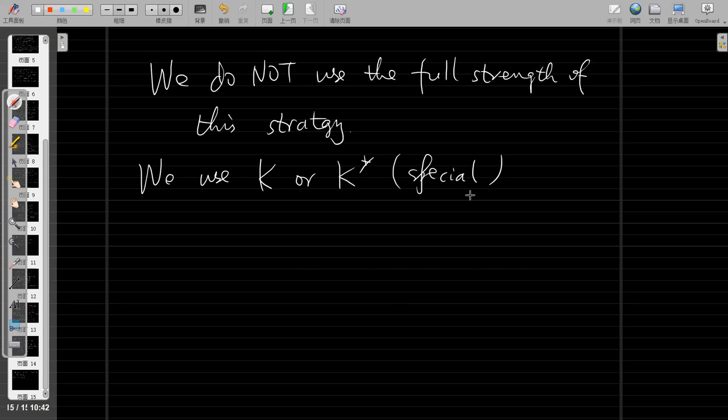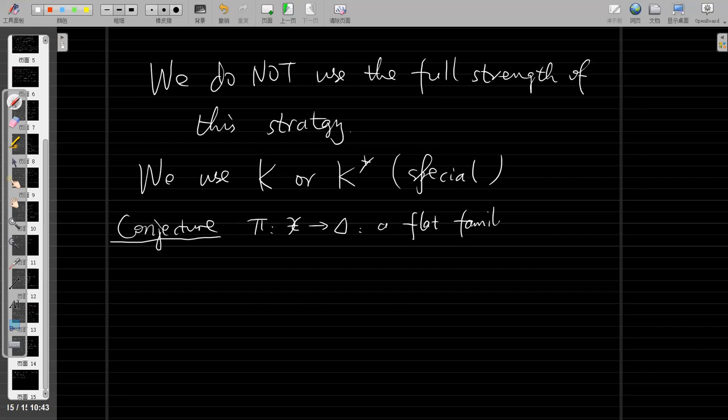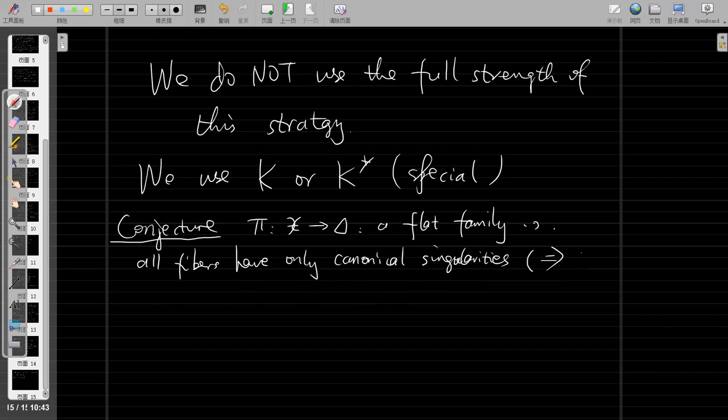But according to examples and counterexamples in our hands, we can actually give a more general conjecture. It's quite natural. We consider pi: X to delta, a flat family over the open disk in C, such that all fibers have at most canonical singularities. And just as I mentioned, if you assume that the fibers have canonical singularities, you can obtain that the fibers are irreducible.